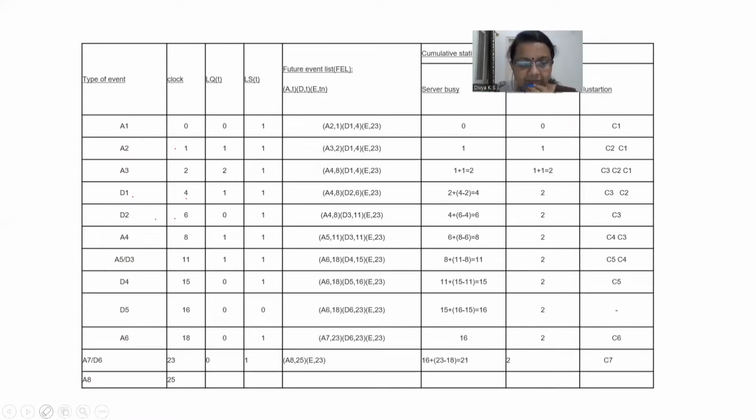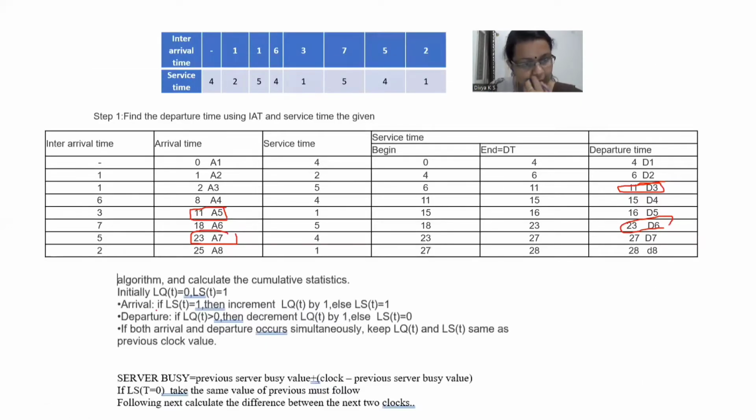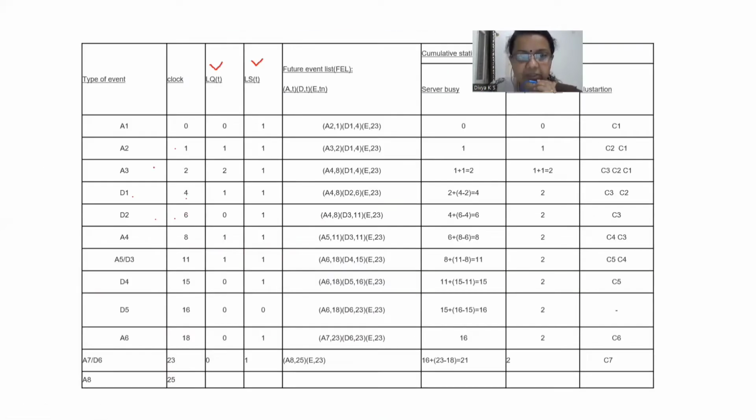Now we are going for the very confusing things: L of QT and L of ST. So now we have to see the algorithm. What is the algorithm? Initially we start with L of QT equal to 0 and L of ST equal to 1. That is what the algorithm says. So I will start with L of QT equal to 0 and L of ST equal to 1. Now we have to go to the next thing.